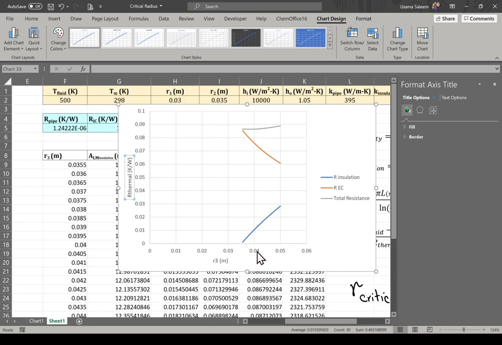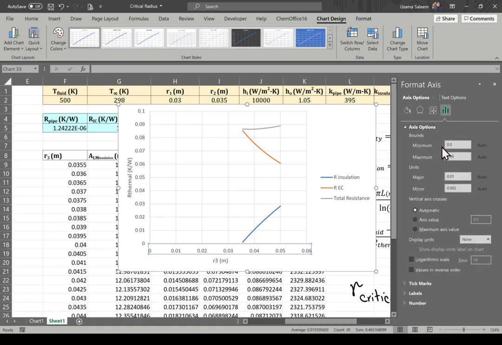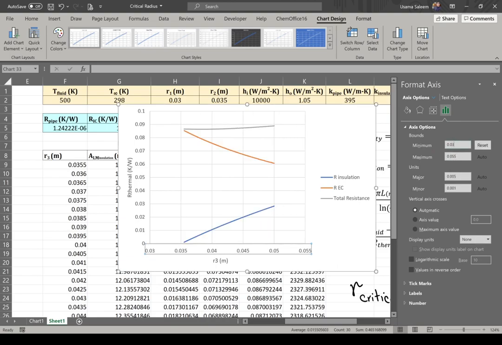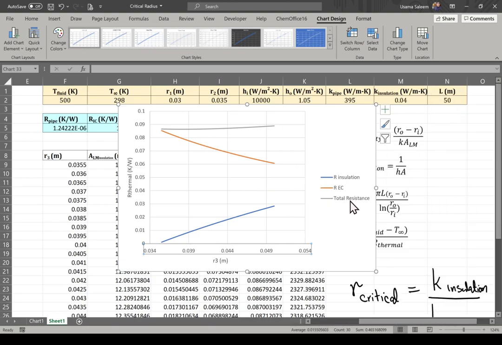Let me see if I can adjust these axes. The numerals are going to go from, instead of 0, I'm just going to start off at 0.03, actually 0.034 to be exact. As you can see, the total resistance is going to reach a minimum somewhere around 0.038. And at the critical radius you're going to have a minimum for the total resistance.